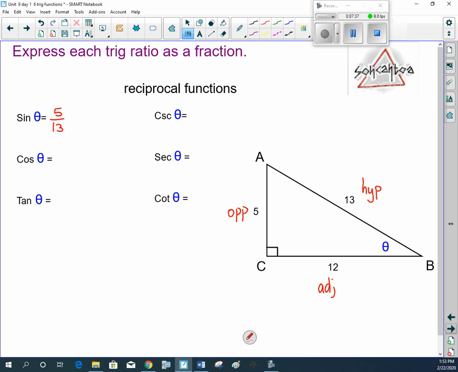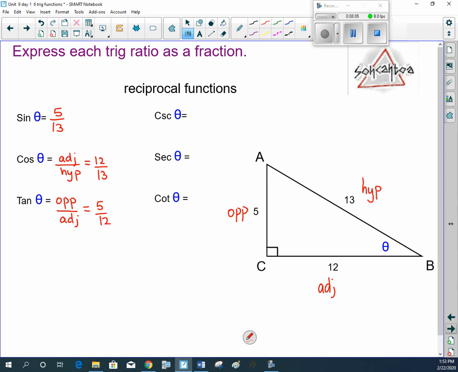Okay, cosine, word definition of cosine is the adjacent side over the hypotenuse. So the adjacent side on this particular one is 12, and the hypotenuse is 13, so I'd write that as 12 over 13. And tangent theta is comparing the opposite side over the adjacent side. So opposite side is 5, adjacent side is 12.